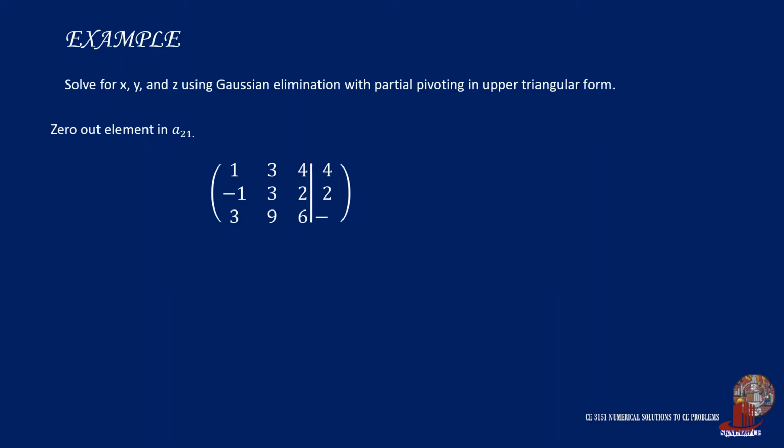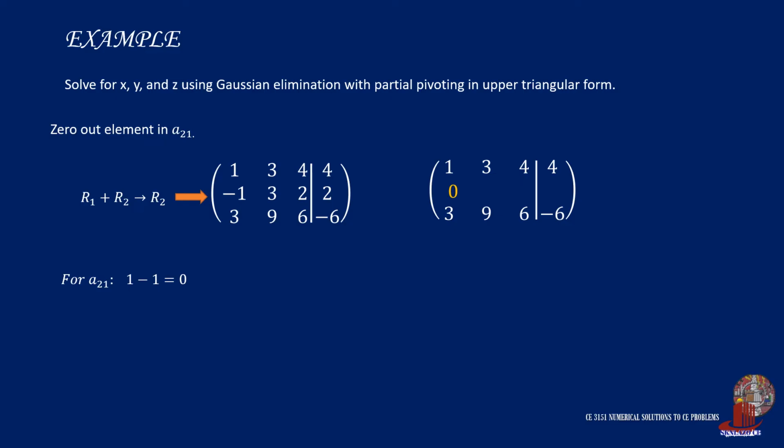Next is to zero out the other elements in the first column. In order to do just that, for element 2,1, which is just negative 1, we can just add rows 1 and 2 as the new row 2. Then we start with element 2,1 having 1 minus 1, which is 0. In element 2,2, there are 3 and 3 to give 6. Then in element 2,3, we can compute 4 plus 2 resulting to 6. And for the constant, 4 plus 2 is again 6.